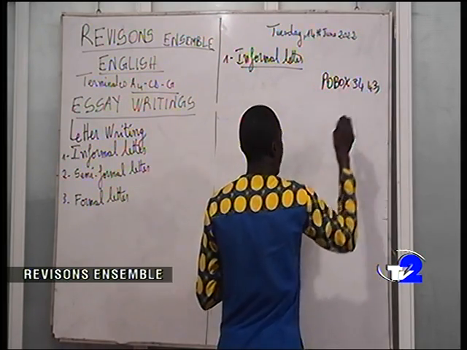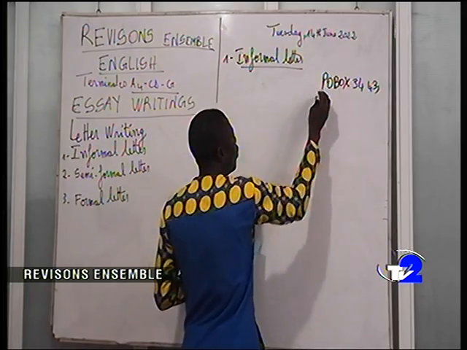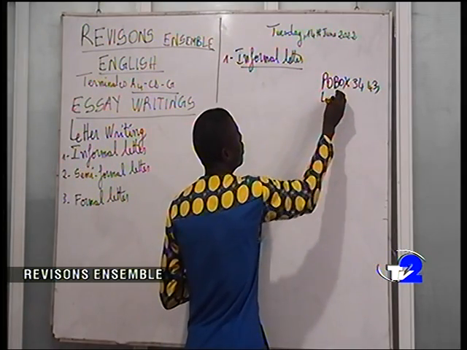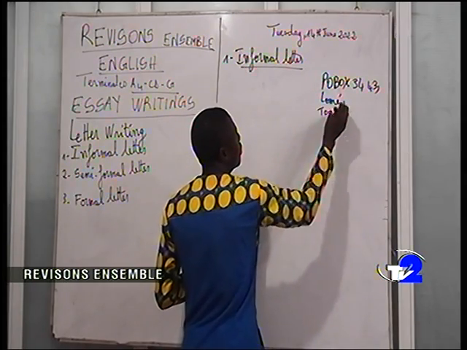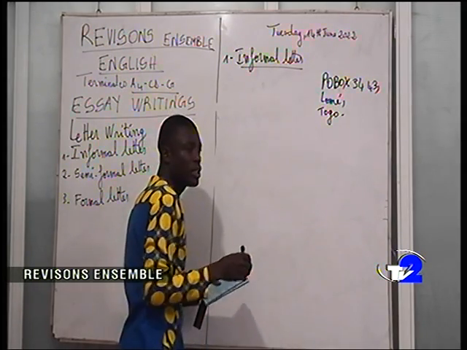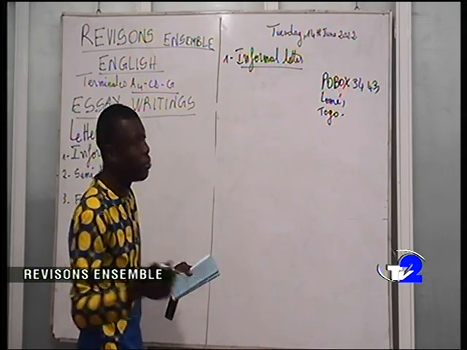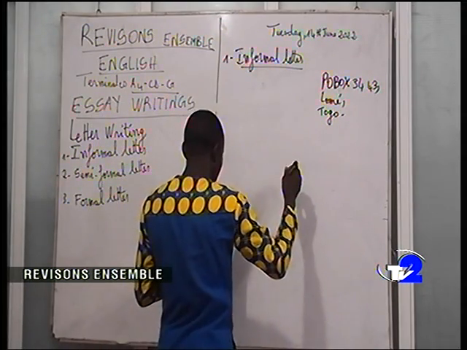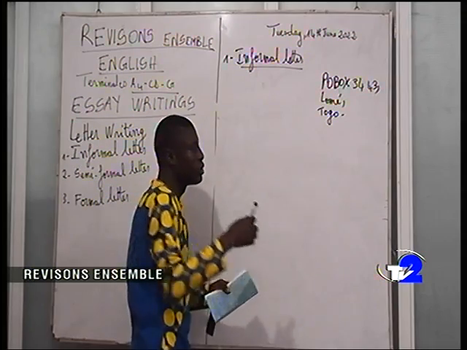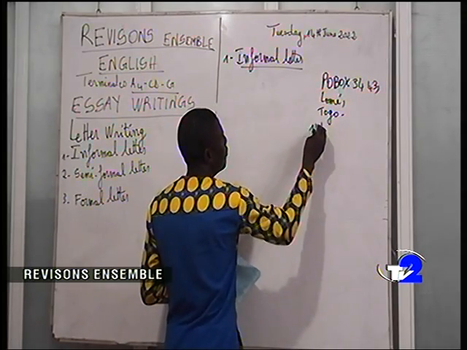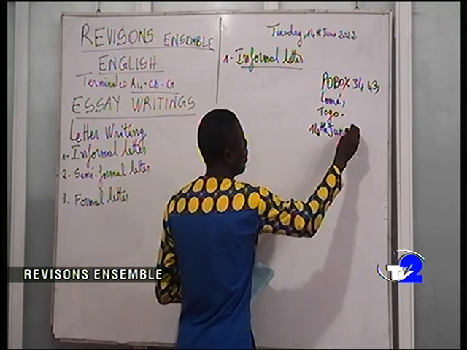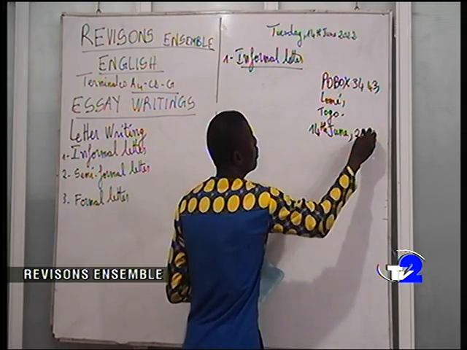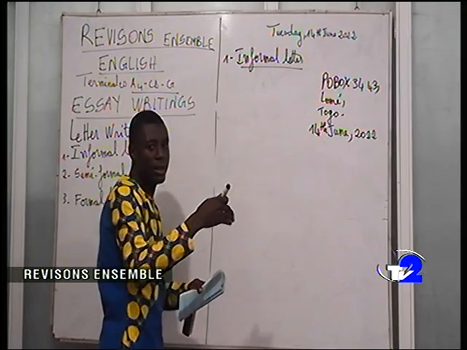3443, Lomé, Togo. Okay. Is it finished? I say no, because you remain the dates. Now the date of today. So today is 14th June, 2022. That is your address.